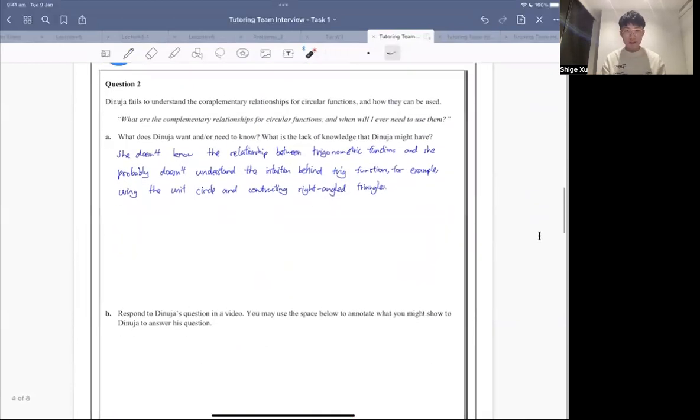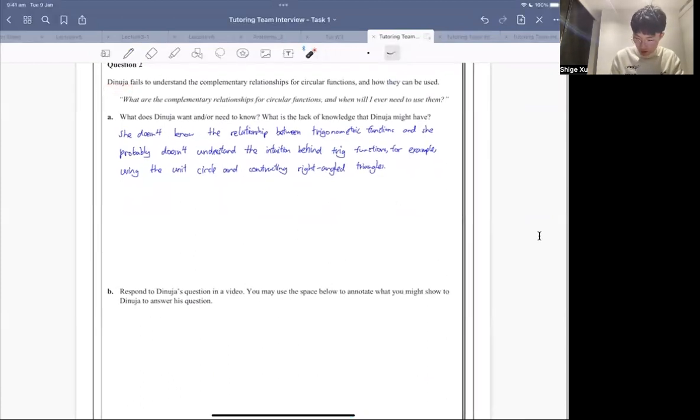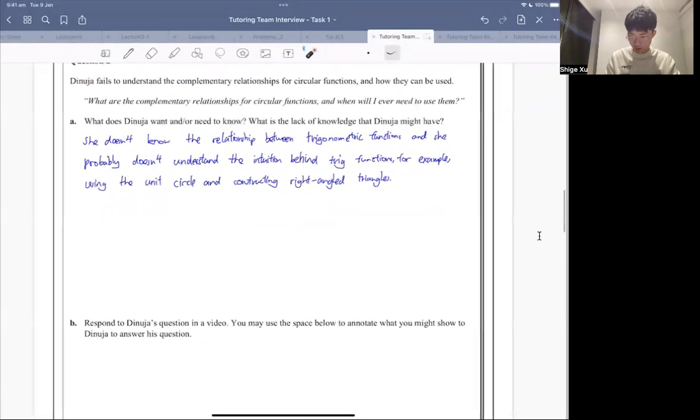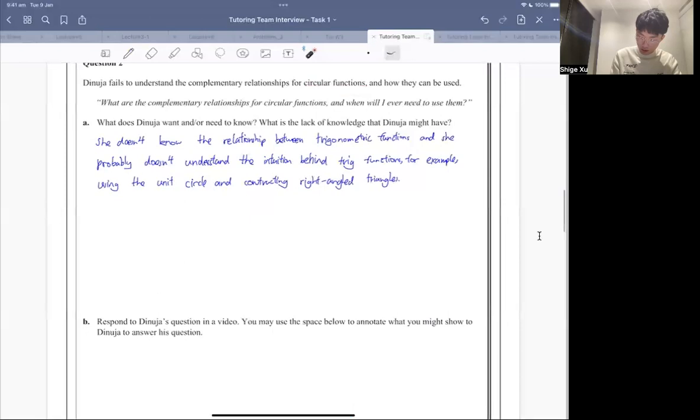That's question 1. Now we move on to question 2. This student fails to understand the complementary relationships for circular functions or trigonometric functions. She asks the question, what are the complementary relationships for circular functions and when will I ever need to use them? Well, as far as I can see, this student doesn't know the relationship between trig functions, and she probably doesn't understand the intuition behind trig functions, like the first principles.